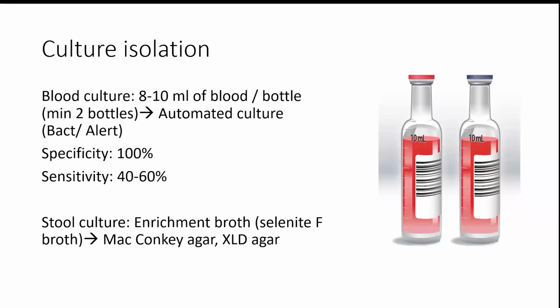The manual system is very difficult to operate, meaning there are more chances of contamination and more chances of false negative results, but the automated culture systems are highly accurate. So it is preferred to run the blood culture through automated culture, and the specificity is 100%. Means if the blood culture is positive, it is sure to be typhoid.